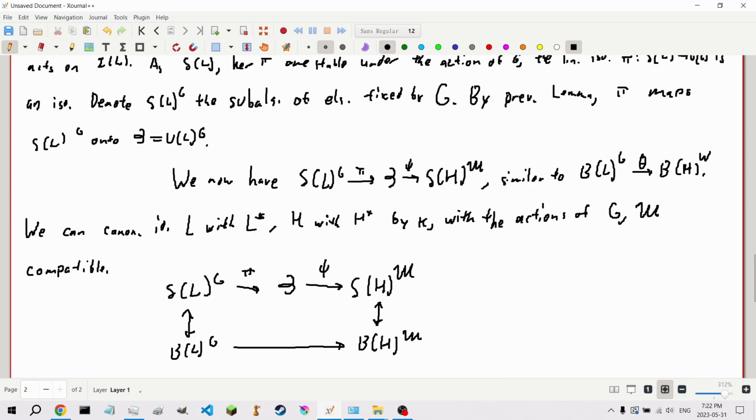Now note here, the map on the bottom is theta. And now it's worth noting here, the diagram does not quite commute. So the path you take will change the result.